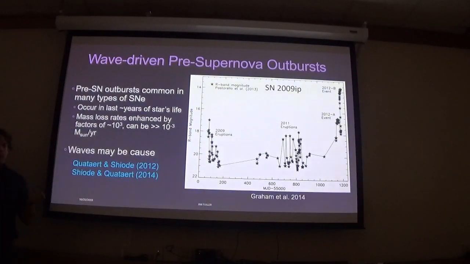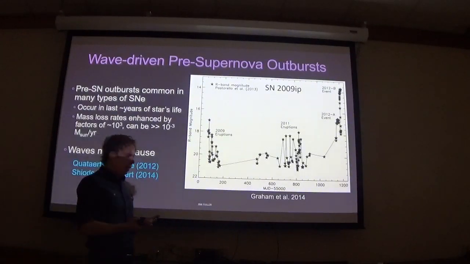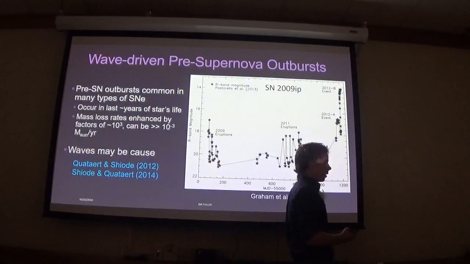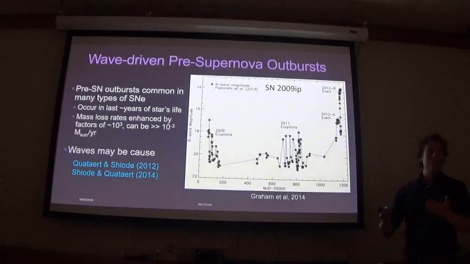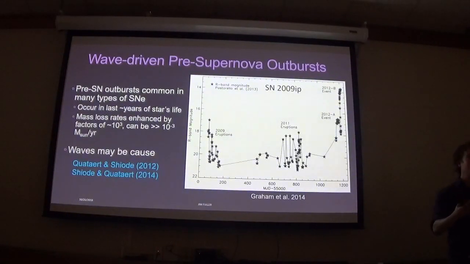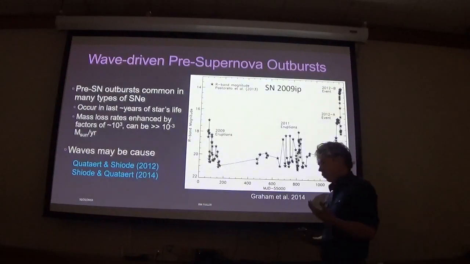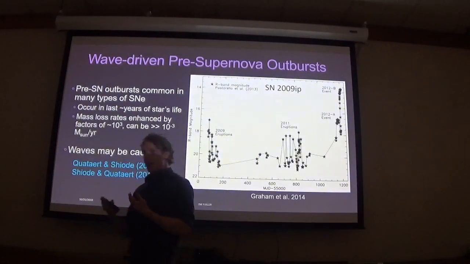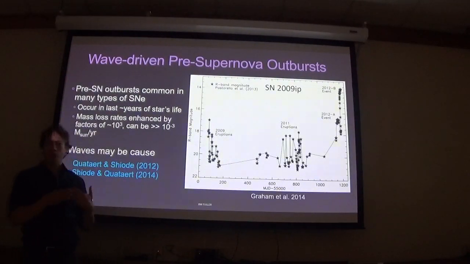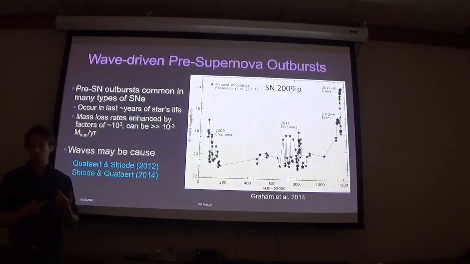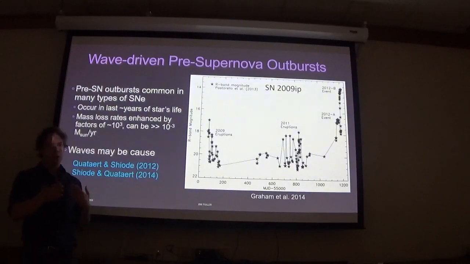So we think these outbursts occur, but there's no reason theoretically to expect these outbursts to occur in the last few years or few decades of the star's life. These stars live for something like 10 million years. Why should these outbursts occur right at the very end of the star's life? The previous expectation was there's not really any information propagated between the cores of these stars, which are evolving on very short time scales at the end of their lives, and the surface of the stars.